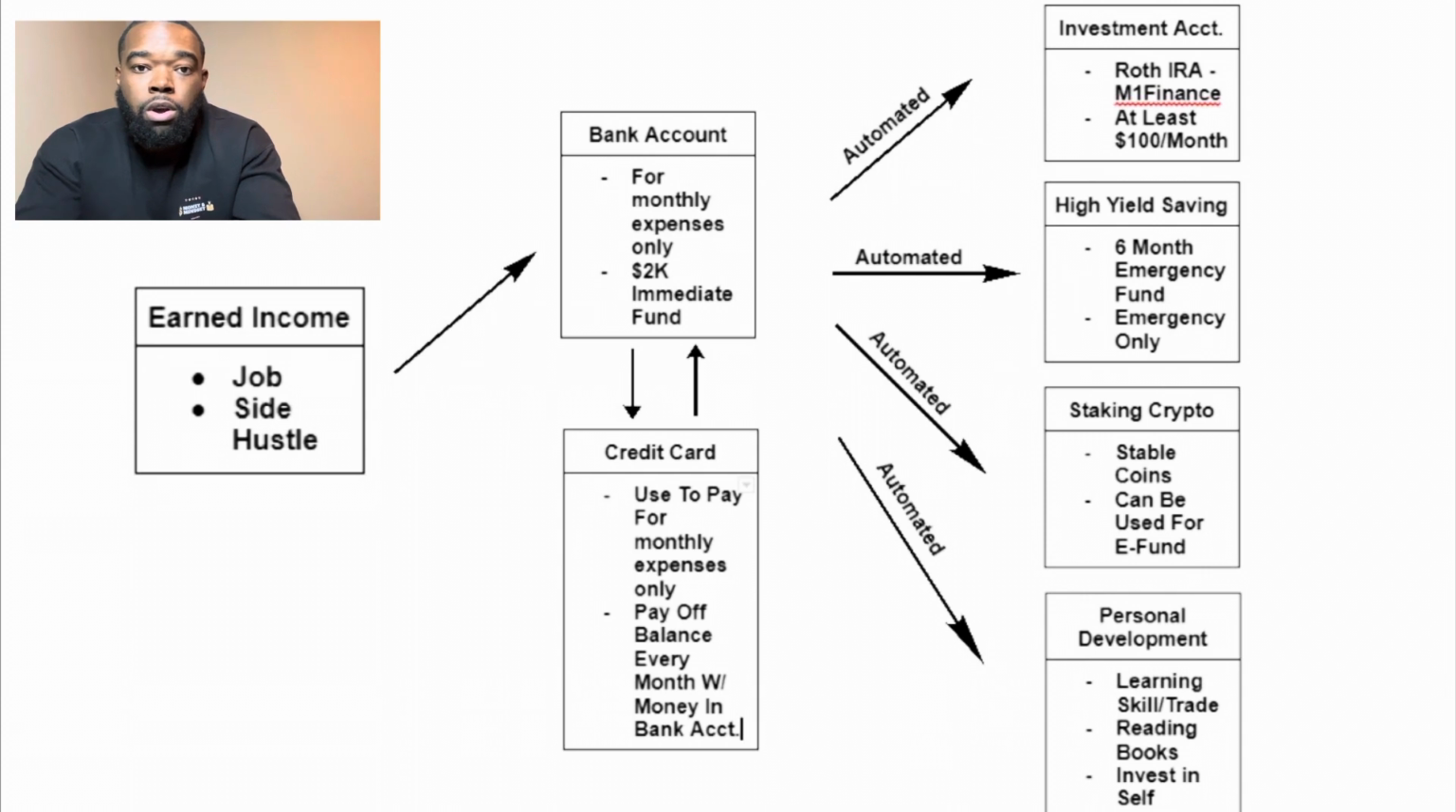The first place that we're going to automate money to is our investment account. The second place is a high yield savings account for our emergency fund. From there, we go into staking crypto or other assets. That could be real estate, saving up for a house. Then lastly, we're always going to invest back into ourselves, investing into personal development, learning skills so that we can always be increasing the value within ourselves over time.